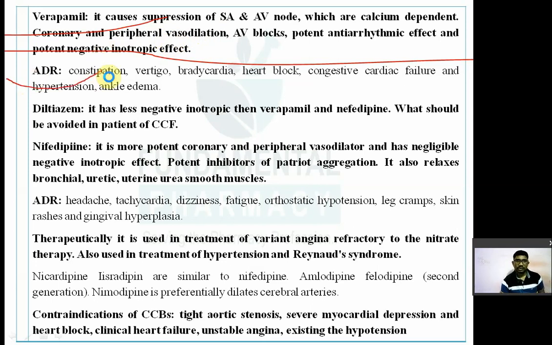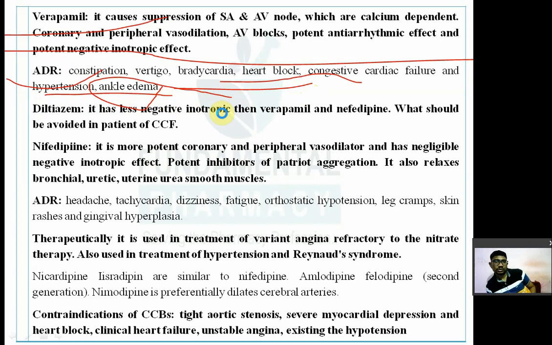Adverse effects क्या हैं: constipation, vertigo, bradycardia, heart block, congestive cardiac failure, hypotension and edema, ankle edema याद रखो, इसके ऊपर क्वेश्चन आ चुका है. So what is the adverse effect of verapamil? Ankle edema. और एक ड्रग है जिसका adverse effect है ये, उसका नाम है nifedipine. Nifedipine also causes ankle edema.